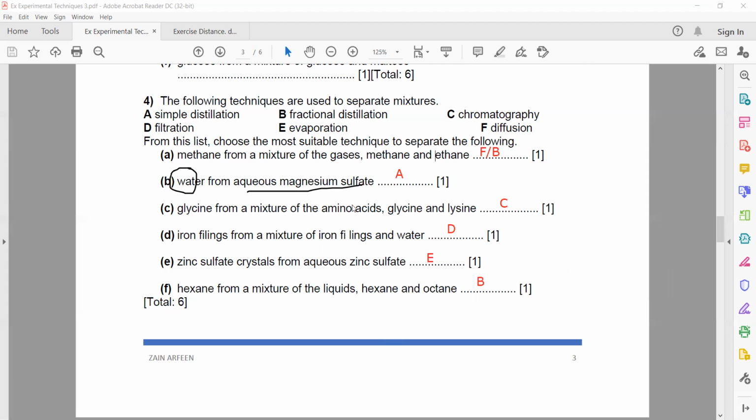Abdullah, do you have any question? Abdullah Safras? Yes, sir. Can you explain number E? Zinc sulfate from aqueous zinc sulfate. What is the meaning? It means you have a salt solution, you have a salt zinc sulfate dissolved in water.